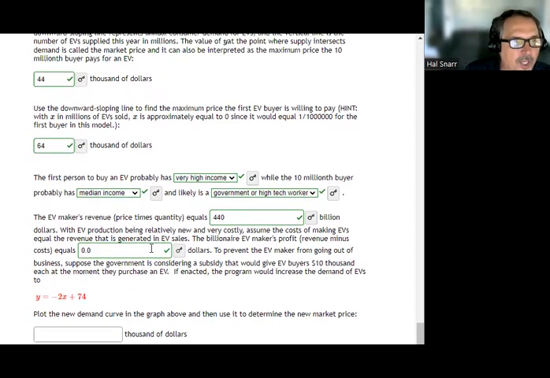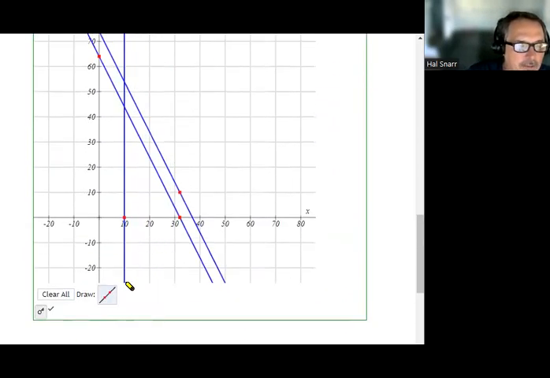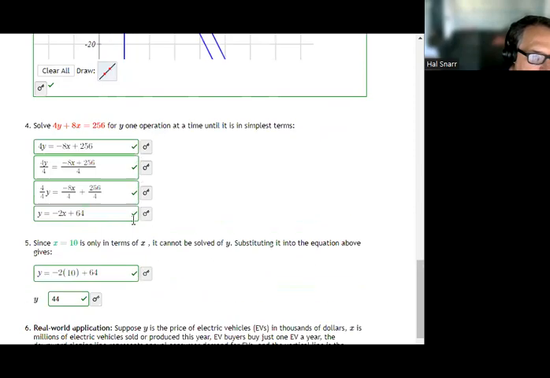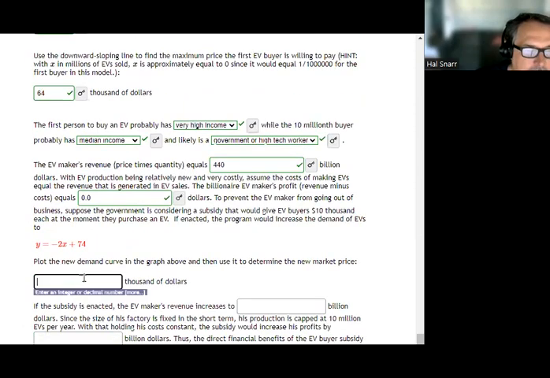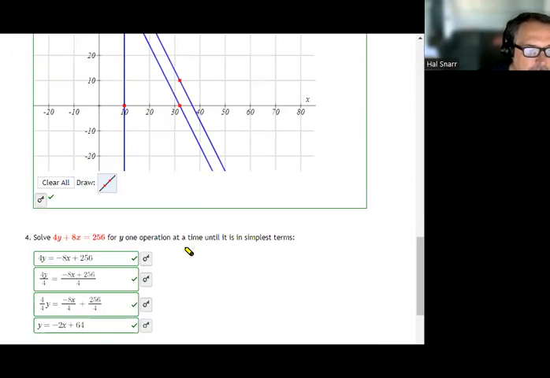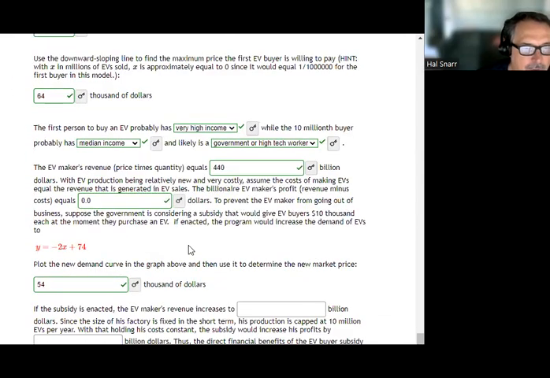Remember, market price is where the supply, 10 million cars, meets the new demand curve. And it looks like, if this is 44 and the subsidy was 10, this has got to be 54, if we use a little common sense there. We can also plug 10 into here. 10 times minus 2 is minus 20, and adding that to 74 gives you 54. So the new price is $54,000.